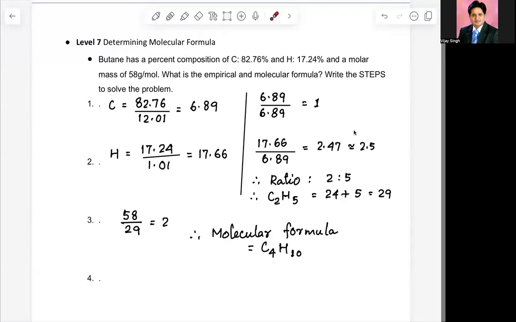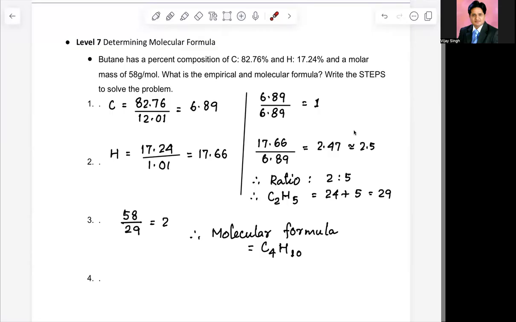So here carbon is 82.76% and hydrogen is 17.24%. Let's imagine out of 100, we have 82.76 grams of carbon. So 82.76 grams of carbon divided by the molar mass of carbon gives you 6.89 moles. For hydrogen, it is 17.24 divided by 1.01. That gives you 17.66 moles.